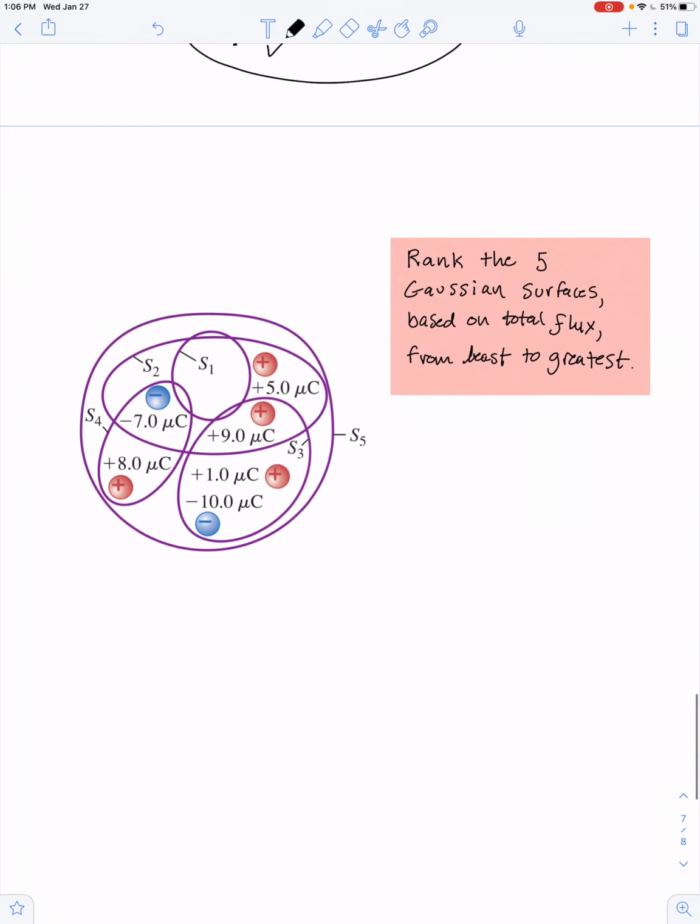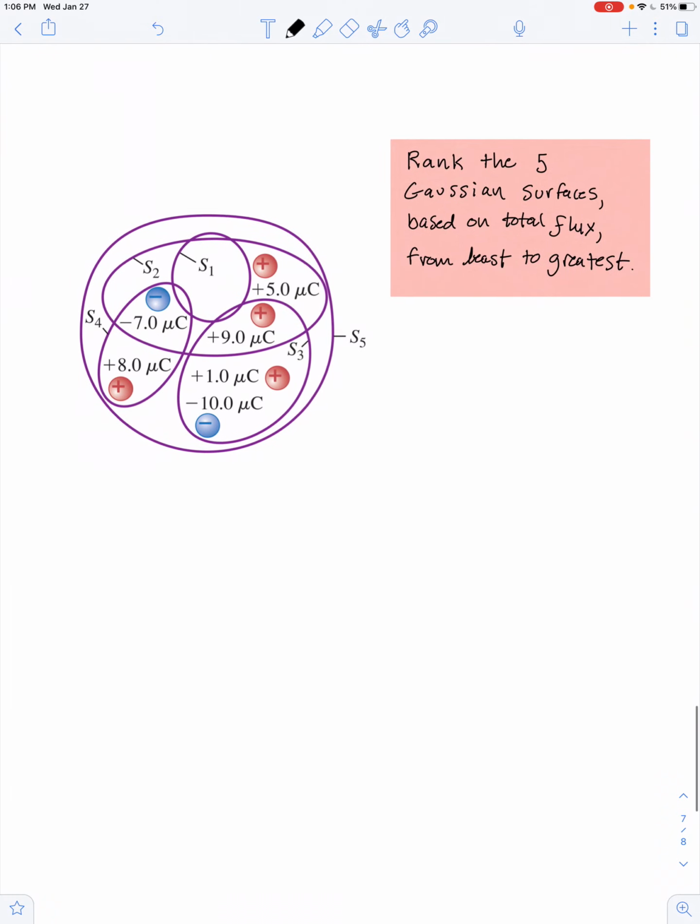Okay, so as a final check for understanding, let's see if you can rank the 5 Gaussian surfaces shown in the image here on the left based on the total amount of flux through those Gaussian surfaces, starting from least to greatest. Give you some time to think about it. You can hit pause if you want to on this video and write down your answers. And when you have all your answers written down, unpause the video and see if you've got it right.